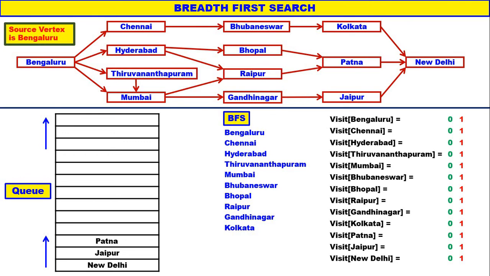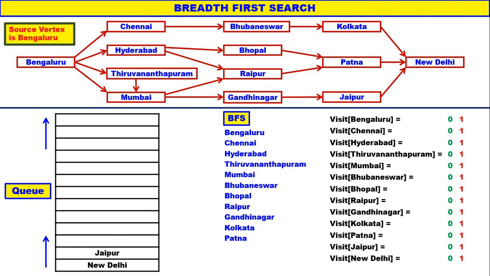Remove the front element of the queue. What is the front element of the queue? Patna. So remove Patna, add it to BFS. What are the nodes adjacent to Patna? New Delhi. Can we add New Delhi to the end of the queue? No, because visit of New Delhi is already 1. That's all for Patna. Again go back to the queue. Is the queue empty? No.